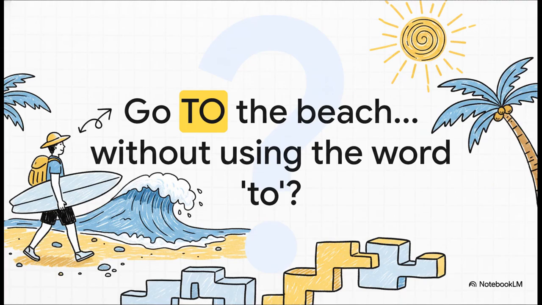Imagine you want to say you're going to the beach. In English, that little word "to" is absolutely essential, right? But what if your language just didn't use it? How in the world would you express that simple idea? Well, the answer is surprisingly elegant, and it gets right to the heart of how Finnish works.